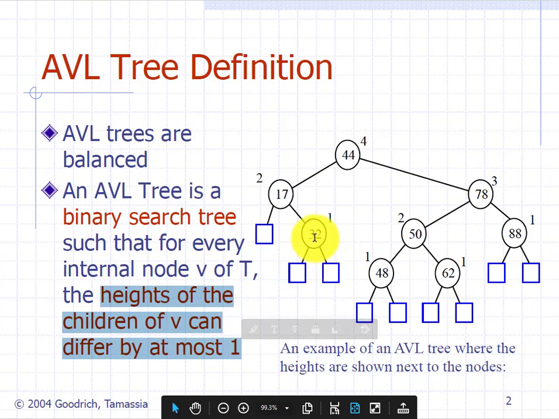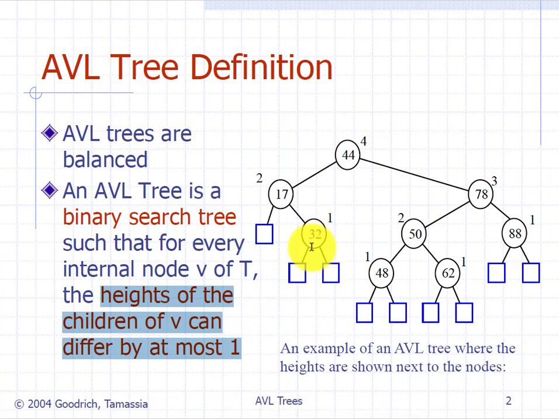Looking at node 32, it has a height of 1, because there's one layer beneath it. These have the height of 0. 48 has the height of 1. 62 has the height of 1. 88 has the height of 1. 50 has the height of 2, because there are 2 layers beneath it. 78 has the height of 3, because there are 3 layers beneath it: 1, 2, and 3.